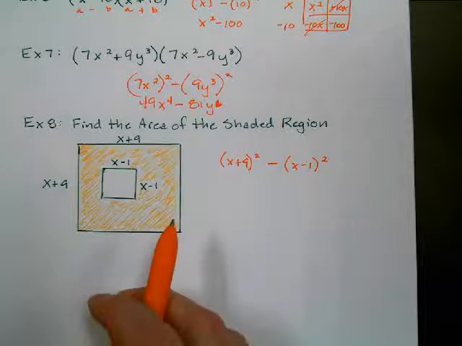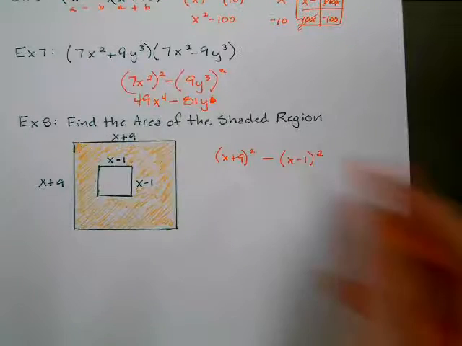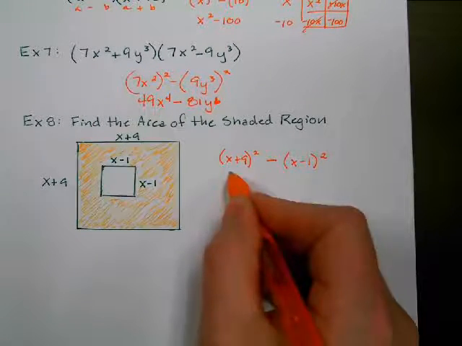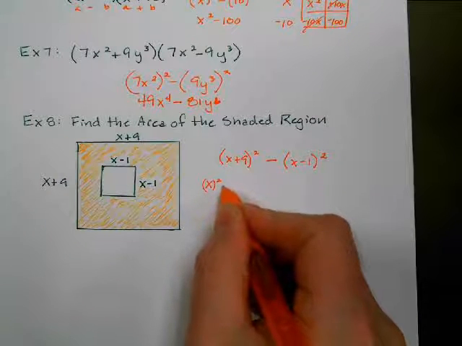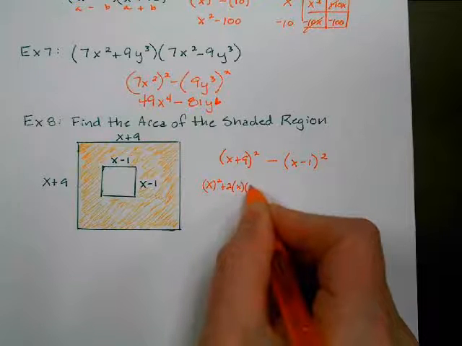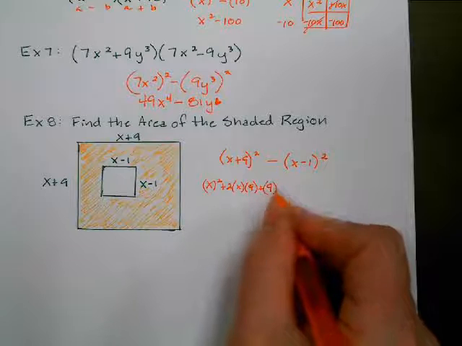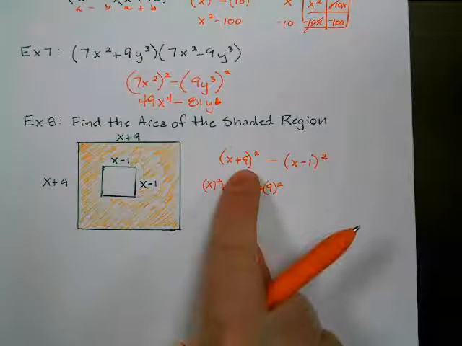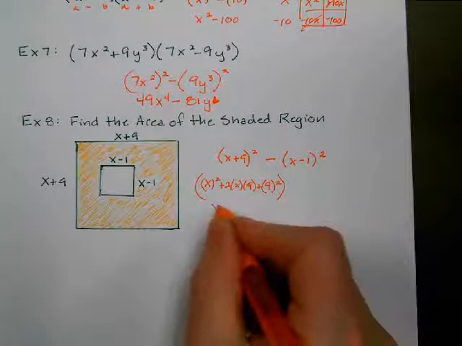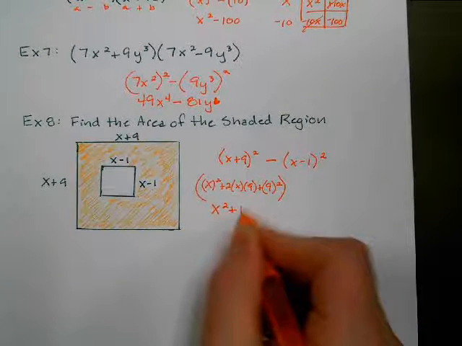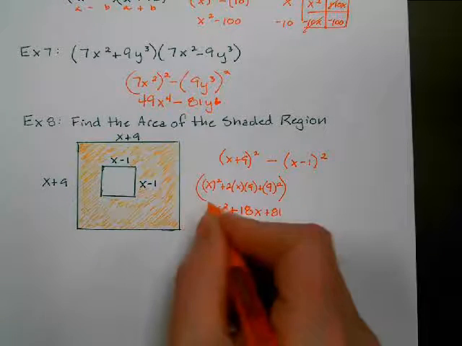So remember our patterns here. Our pattern for this one, we would take x, square it, plus 2 times x times 9, and then I'd square the 9, because that's a binomial sum. All right, so let's do that one first. That gives me x squared plus 18x, and then plus 81. All right, that's x plus 9 squared.